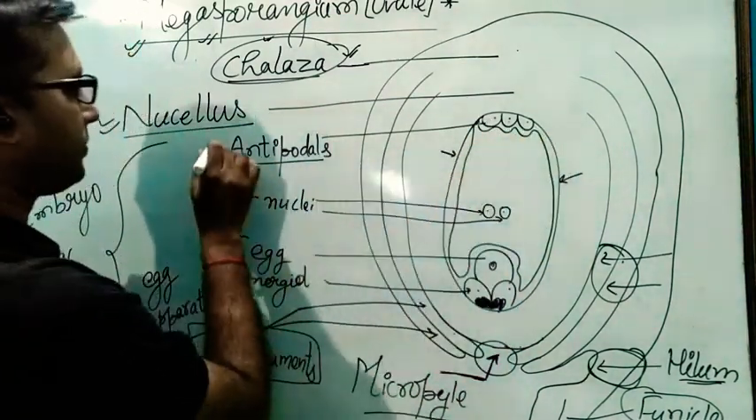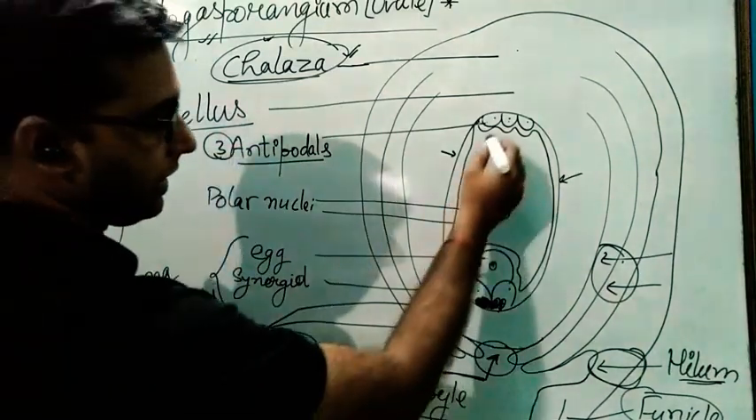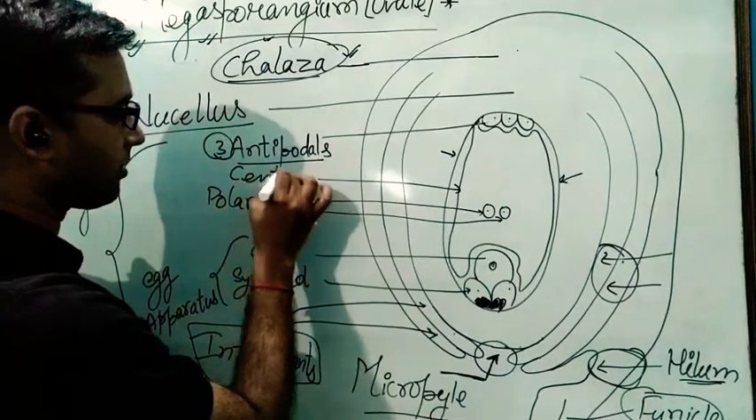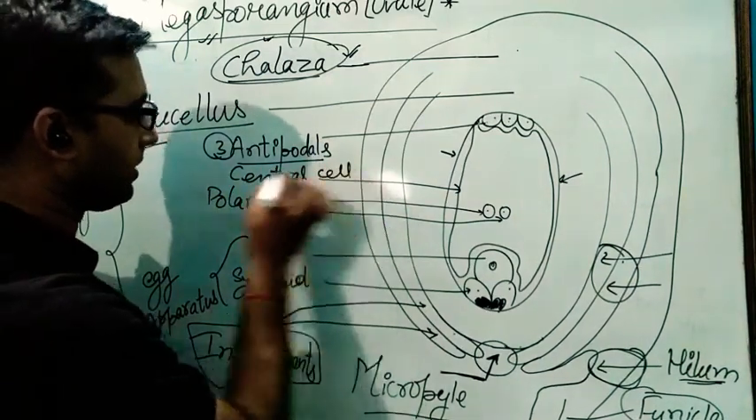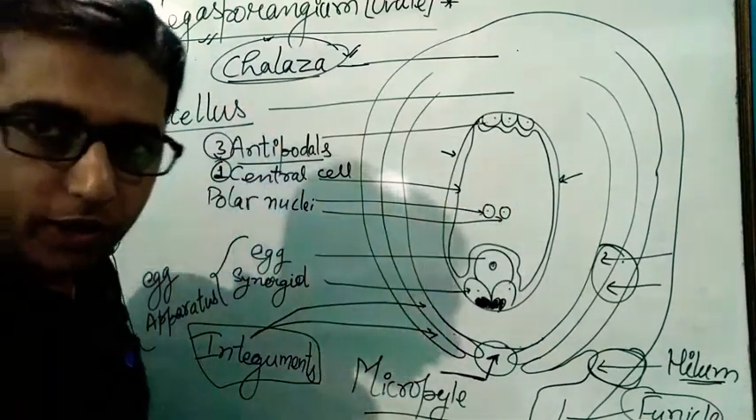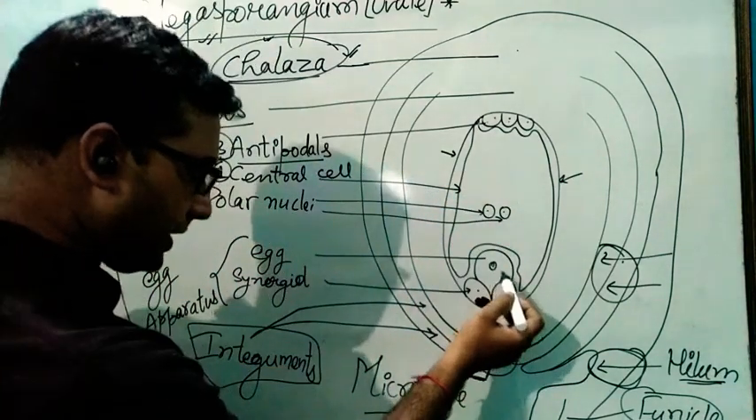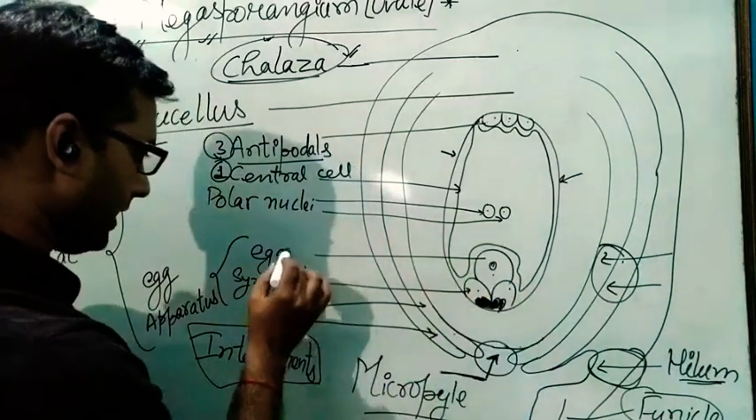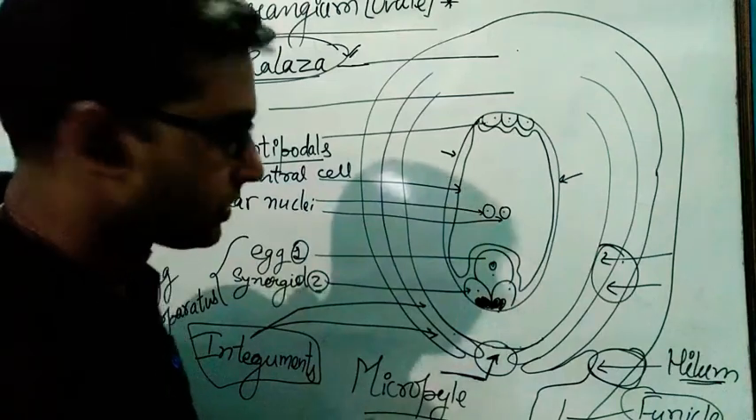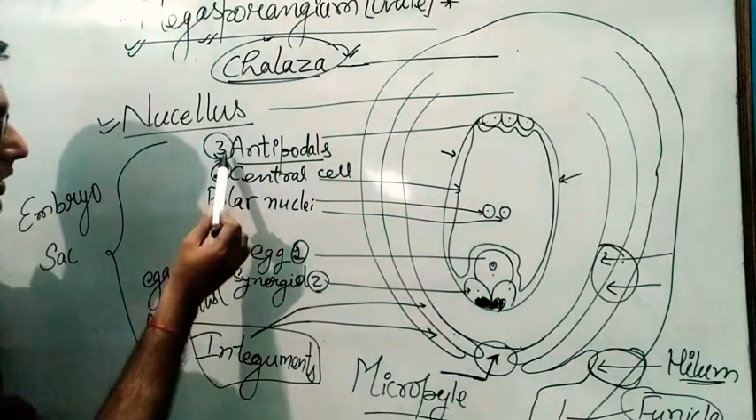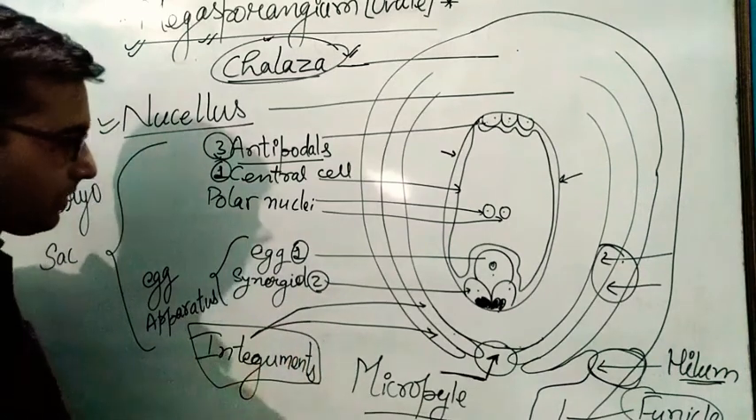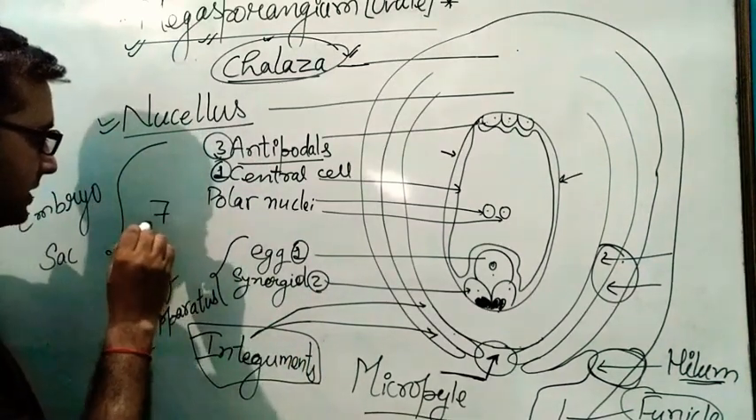1, 2, 3 antipodals. This is one central cell, having 2 polar nuclei, and 3 cells at the lower side. One is the egg cell and 2 are the synergids. So if you count 3, 1 is 4, 4 and 1 is 5, 5 and 2 is 7. So this is a 7-celled structure.